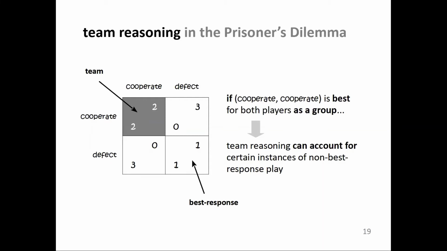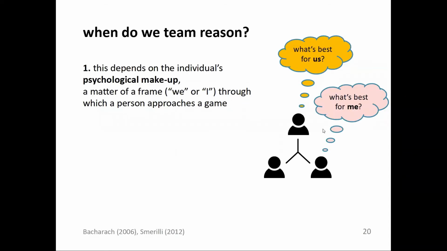Of course, the theory still needs to clarify many details, and in the rest of this introduction, I will give a brief overview of various directions in which the theory has been taken to fill in those details. The first question which the theory needs to address is, when do we actually team reason in games? According to one interpretation of the theory, this depends on the individual's psychological makeup. It's a matter of one's psychological frame of mind, the we frame or the I frame through which a person approaches a game. So when we approach a game, we either ask the question, what's best for us, or we ask the question, what's best for me, and act accordingly.